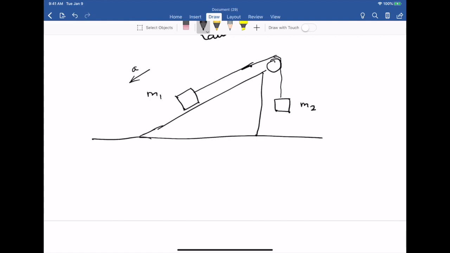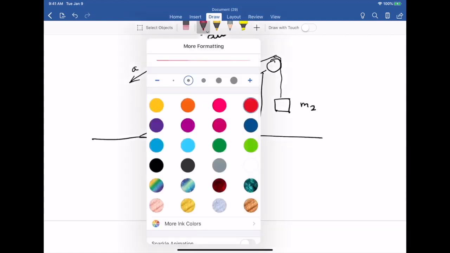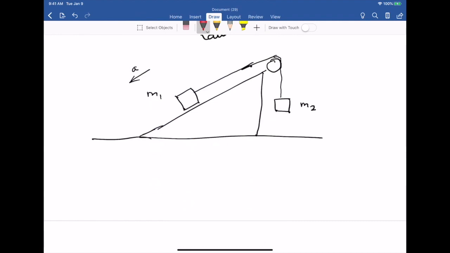So let's start with M2 and identify all the forces that are acting on M2. So what are the forces acting on M2? Well, there is the force of gravity acting down like this. And there is a tension force which is going to act up like that. Let's call this tension T2. Right? Okay, that's the tension that's acting on M2.